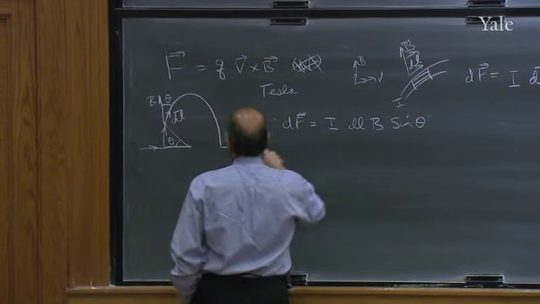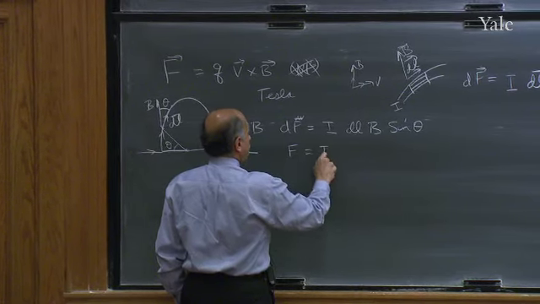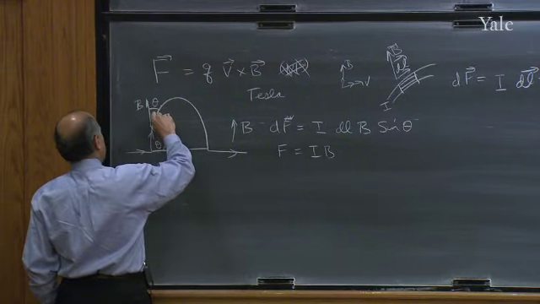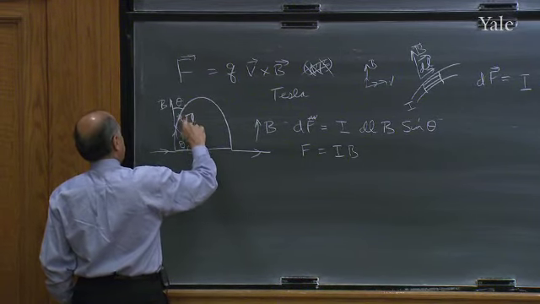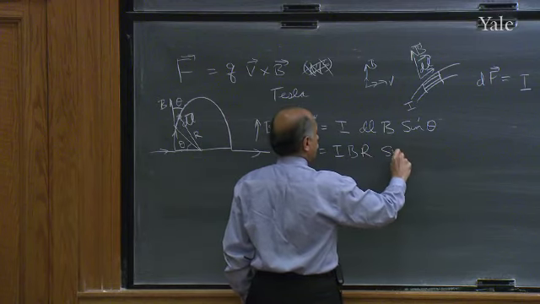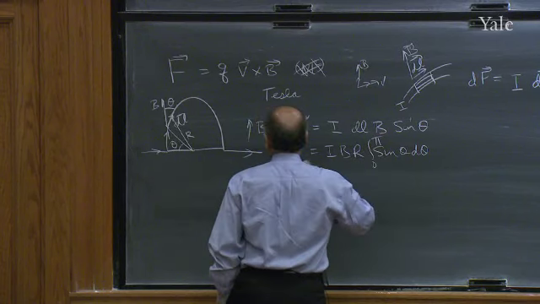So that sine theta is this one. So the total force will be I, B, and what is dl? The segment length dl is just r times d theta. So you get sine theta d theta, integral from 0 to pi.